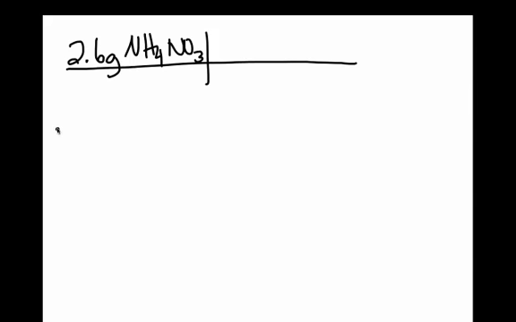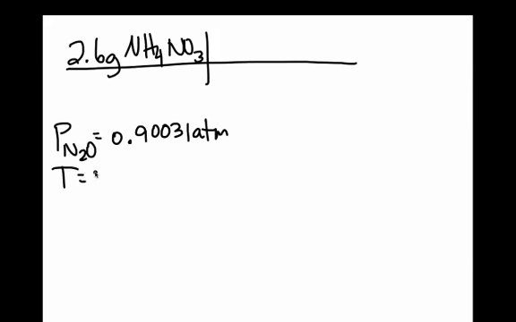Let's see, what else do we have? We know the pressure of the N2O gas that was collected was 0.90031 atmospheres. And the temperature was 22 degrees Celsius, so that's 295.15 kelvins. So first let's get to moles. We'll have something that we can actually work with then.